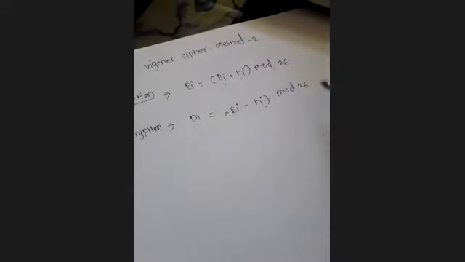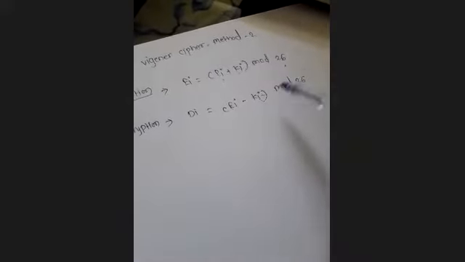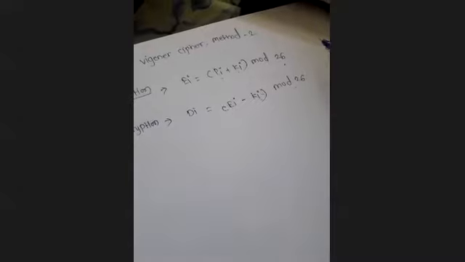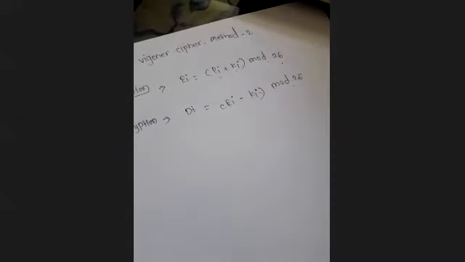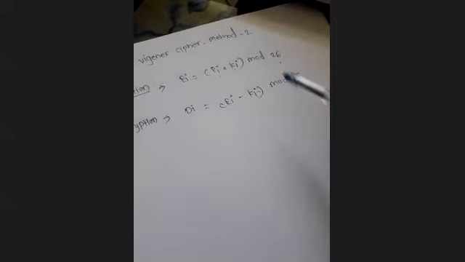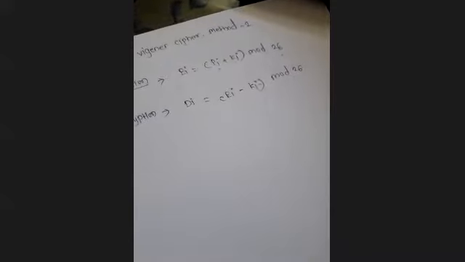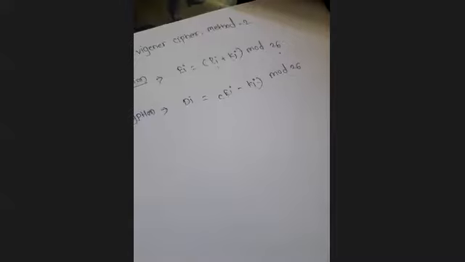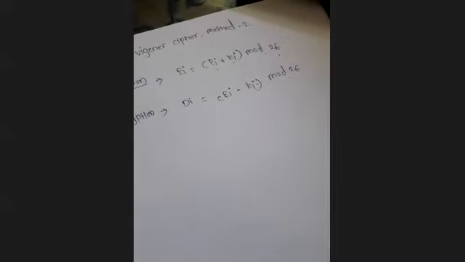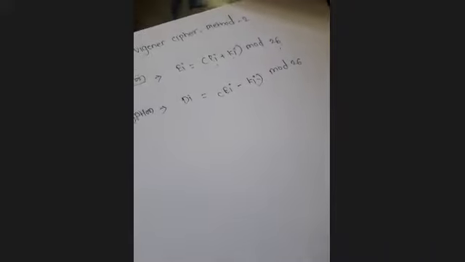Okay, by any chance, in any of the calculations, if the resultant value is greater than 26, then we have to subtract 26 from that resultant value. Whatever final result we get, we will convert that into the alphabet. If we are performing decryption, then that final value will be our plain text. If we are performing encryption, then that final value will be our ciphertext.